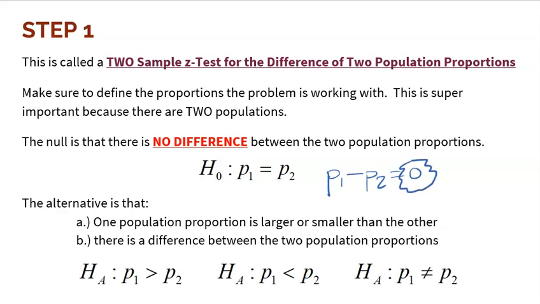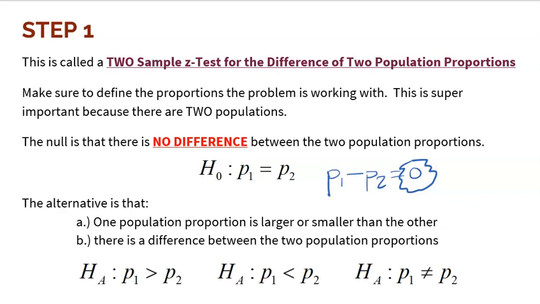If we truly assume that there is no difference between the proportion of population 1 and the proportion of population 2, then that means that the difference between them would be 0. So whether you say that they're equal to each other, which means they're the same, that also implies that the difference is equal to 0. All right, now the alternative is our claim, what we believe to be true.